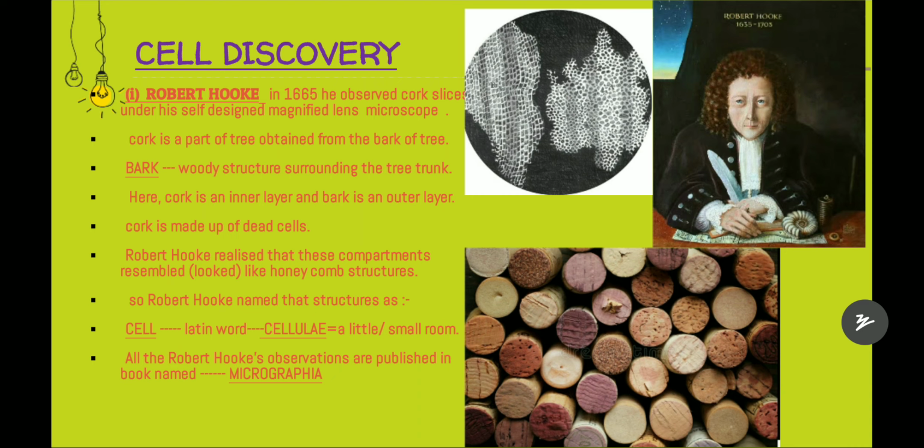So Robert Hooke named these structures cell. The Latin word is cellulae, which means a little or small room, like a compartment. Compartment means a little or small room, right? So cellulae, a little room, was converted into English as cell. All of Robert Hooke's observations were published in a book named Micrographia, in which all his cork observations and other observations, before and after, were published.